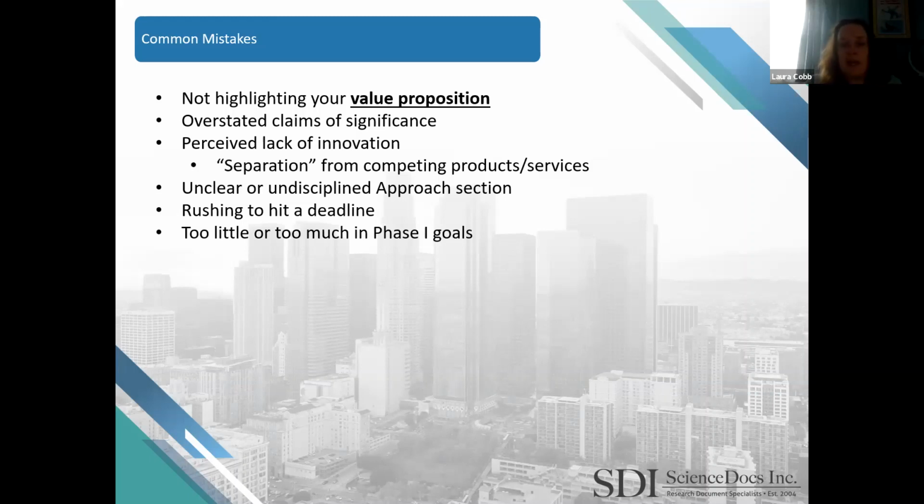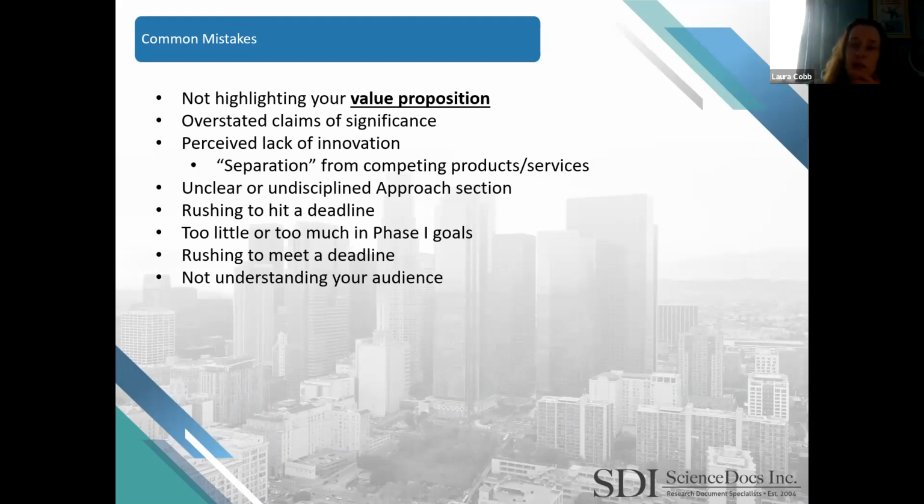Make sure that you have enough but not too much in your phase 1 goals. Remember, this is either a 6-month or a 1-year project. So make sure that what you're proposing is achievable in that time frame. Again, don't rush to meet the deadline.